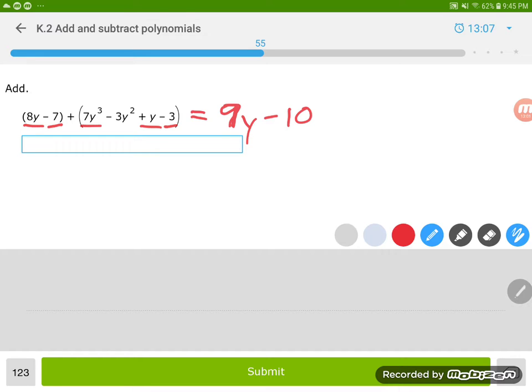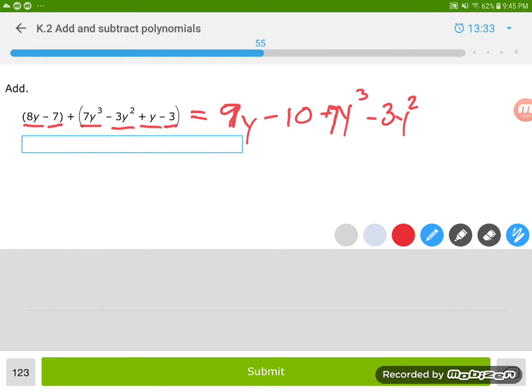And I have a y to the third power. There's nothing else to go with that, so I'll just write plus y cubed. And then I have a y squared, so I'll just write minus 3y squared. And I actually just noticed, I'm sorry, that was a small typo. I dropped the 7. That is plus 7y cubed. Okay, that is our final answer.